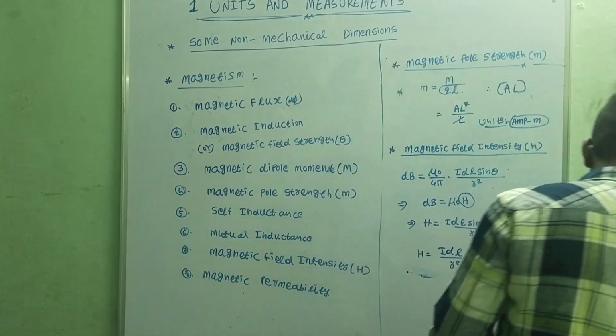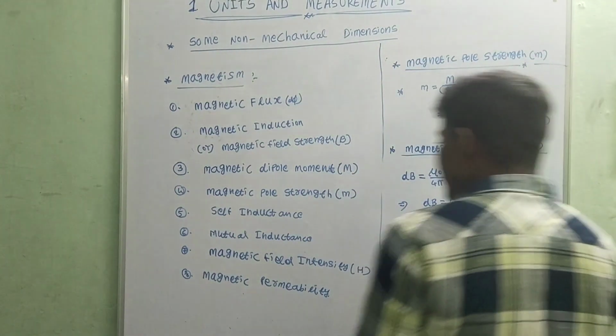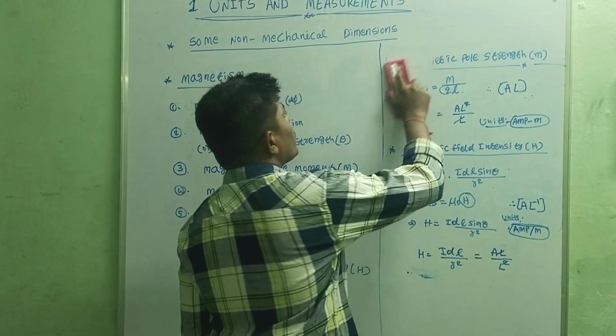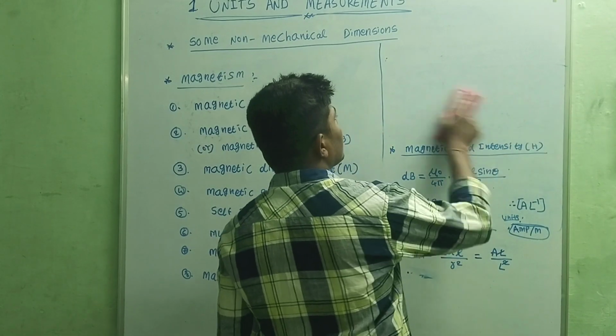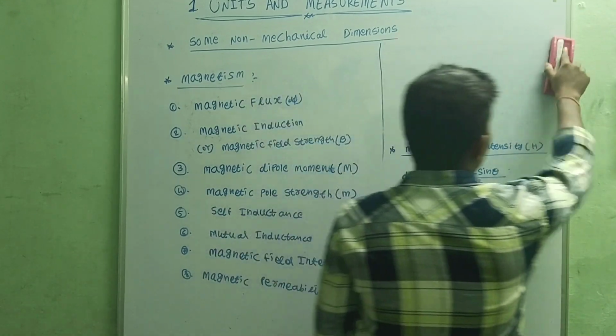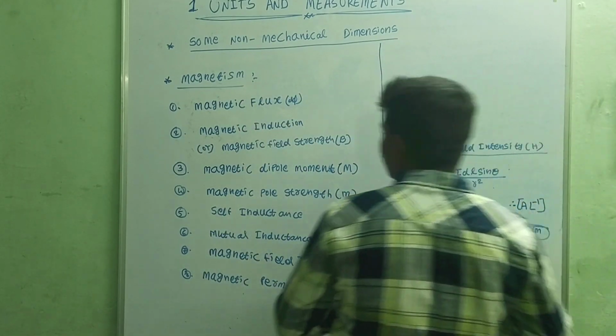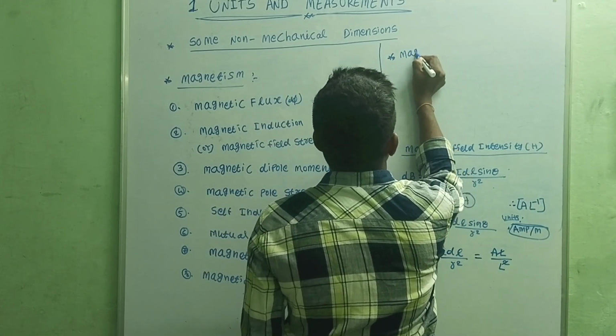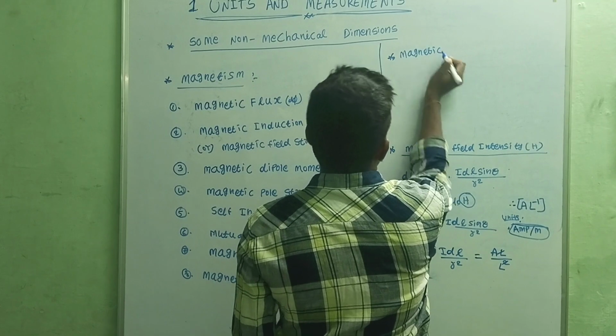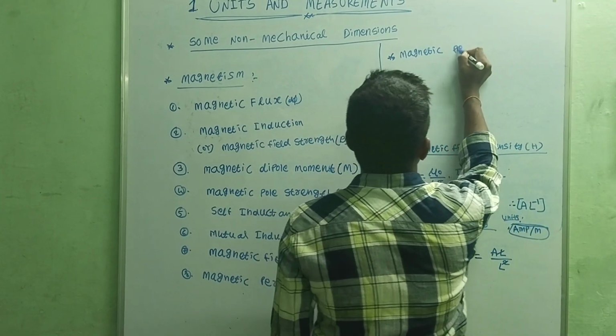So next one is magnetic permeability. So next we want to write about the dimensions of a magnetic permeability.